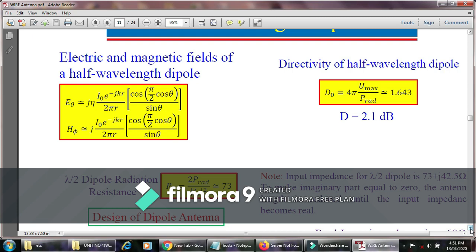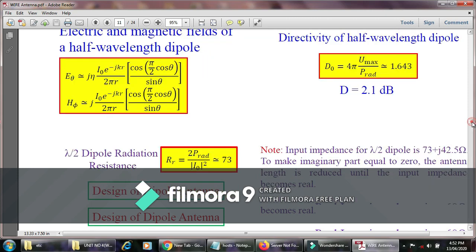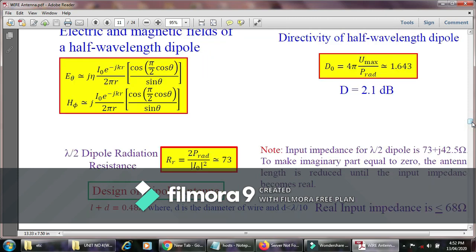So the input impedance of the lambda by 2 dipole is basically 73 plus j42.5 ohm, and to make the imaginary part equal to 0, the antenna length is reduced until the input impedance becomes real. Then, for the design of the dipole antenna, we design it with L plus D equal to 0.48 lambda, where D is the diameter of the wire, D is less than lambda by 10, then the real input impedance should be equal to 68 ohm.